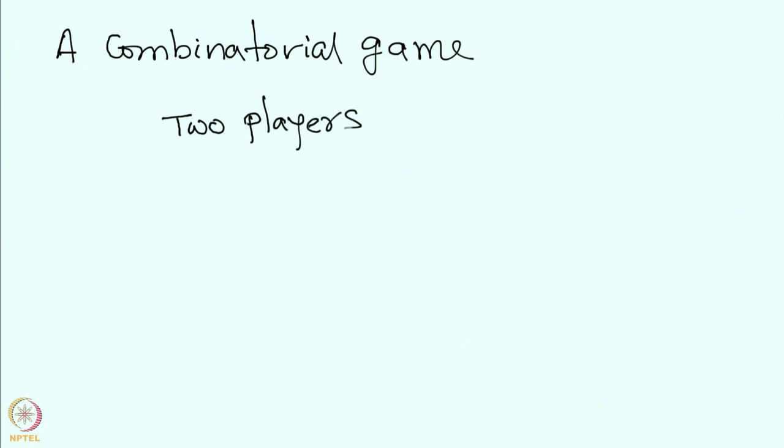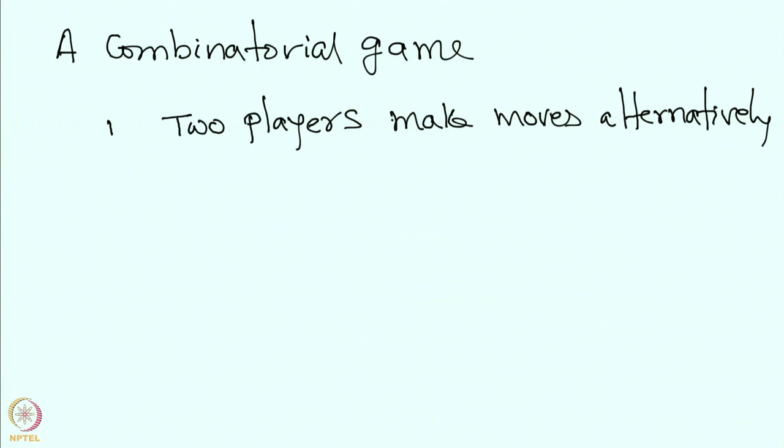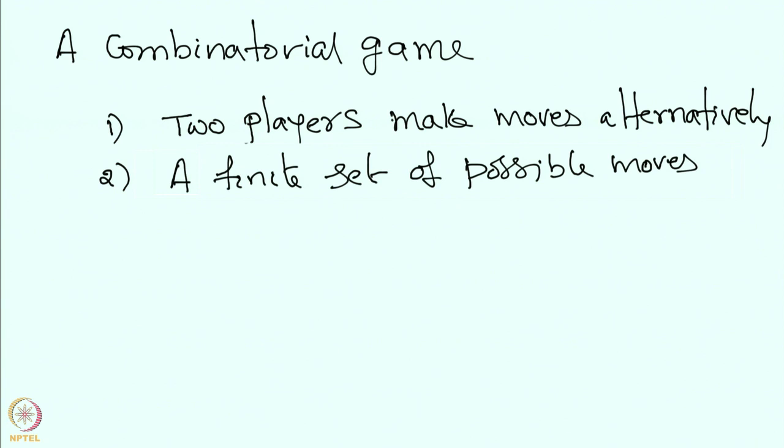Welcome to this session. In the previous session, we have seen the takeaway game and discussed the optimal play of players. We also introduced the formal definition of combinatorial games. So, to recall, in a combinatorial game, there are two players who make moves alternately. This is the first point. The second point is that there is a finite set of possible moves.